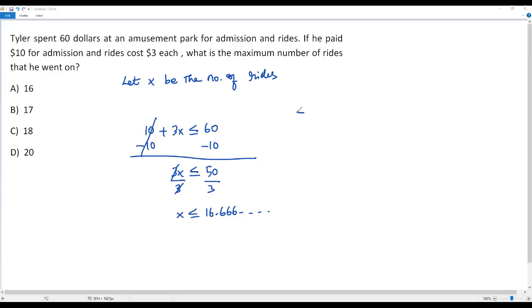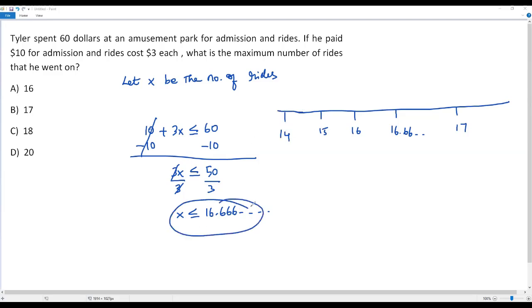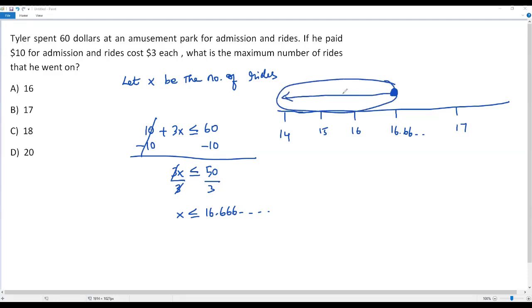For that, what I'm going to do is plot this value on the real number line, that is 16.666. And on the right side, we'll have the integer 17. On the left side, we'll have 16, 15, and we can write many integer values on the left side. So according to the condition we have over here, x has to be less than or equal to 16.666. Let's take a filled circle over here, and we have to draw a line to the left of this one, because this one represents x less than or equal to 16.666.